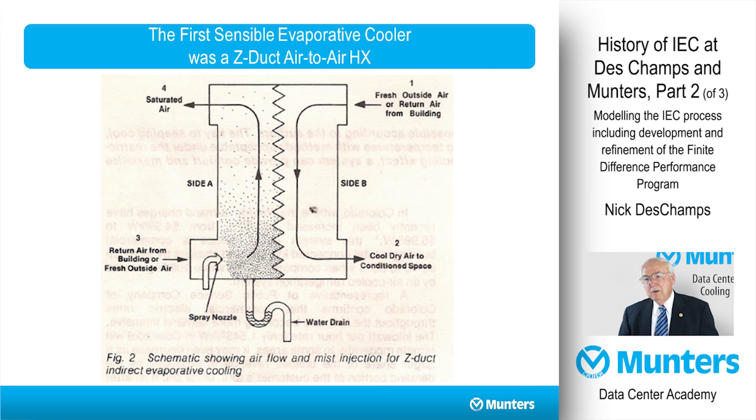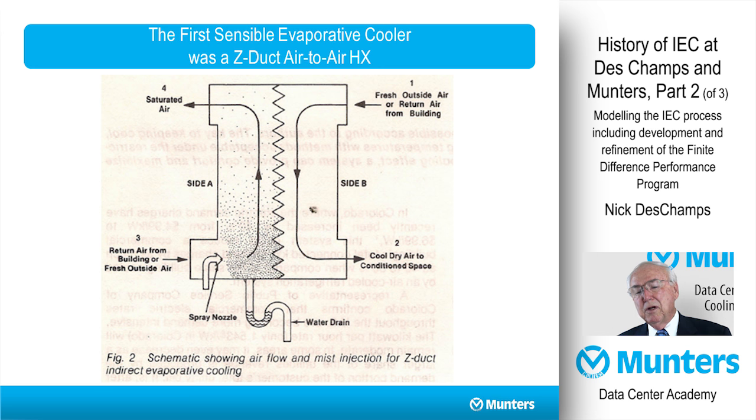We started out in '74 making air-to-air heat exchangers. They were called Z-Ducts. And within a year or two from the time we started, we realized that if we sprayed water or some way or another got the air wet in the exhaust side of the heat exchanger coming from the building space or in the outdoor air itself, we could use the wet bulb temperature to determine performance of the heat exchanger instead of the dry bulb temperature of the exhaust.